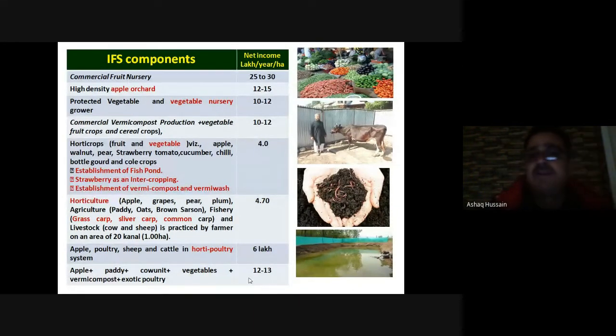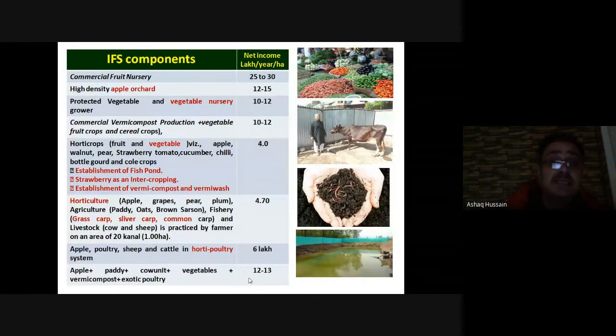The highest profit is possible only from the commercial fruit nursery. We know that we produce high value seedlings of apple, pear, cherry, apricot, plum, and now people also introduce kiwi fruit. These seedlings range in price from 300 rupees to 600 rupees per seedling. From such an activity, a farmer can earn 25 to 30 lakh rupees per year per hectare. Another enterprise is the high density apple orchard, where a farmer can earn 12 to 15 lakh rupees per hectare per year.